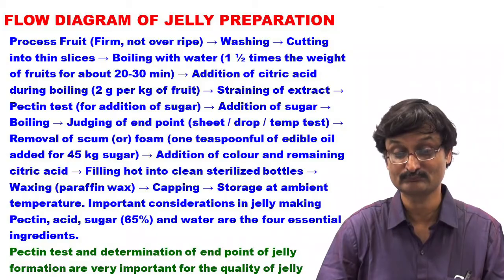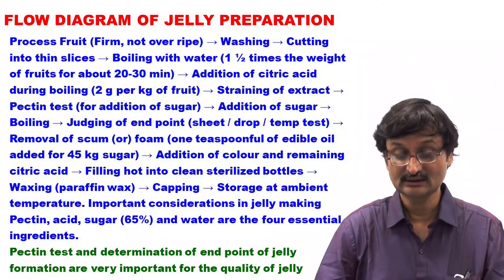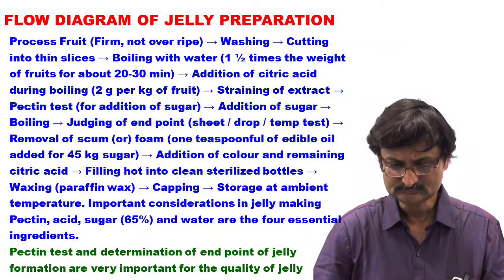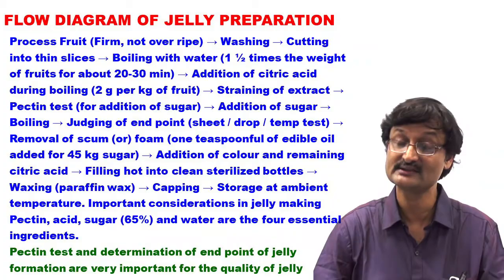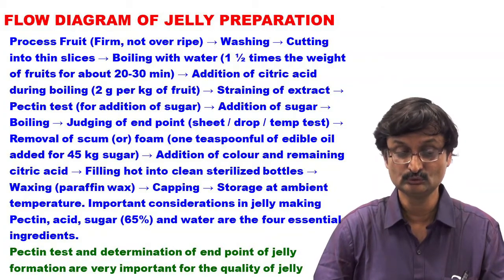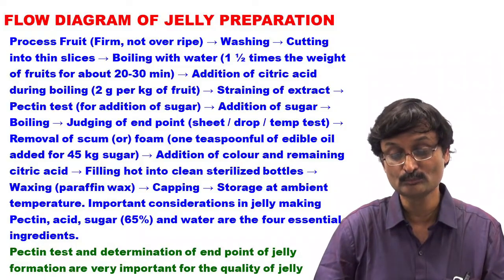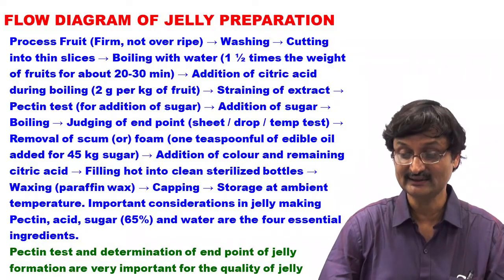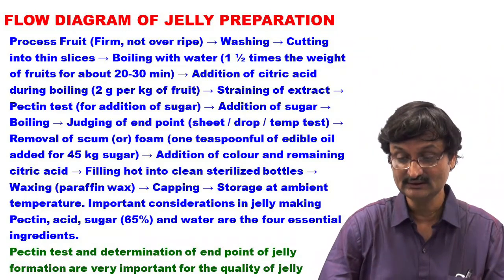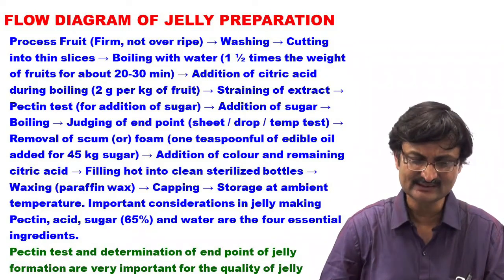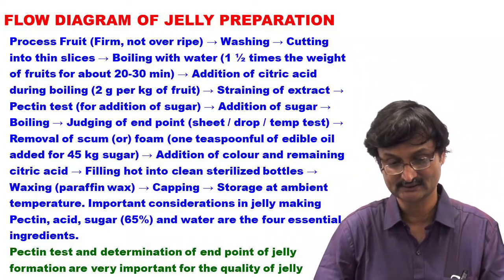Removal of scum or foam. When it comes, then 1 teaspoonful of edible oil is added for 45 kg of sugar to remove this scum or foam problem. Addition of color and remaining citric acid. Filling hot into clean sterilized bottles, then waxing with paraffin wax, capping and storage at ambient temperature.